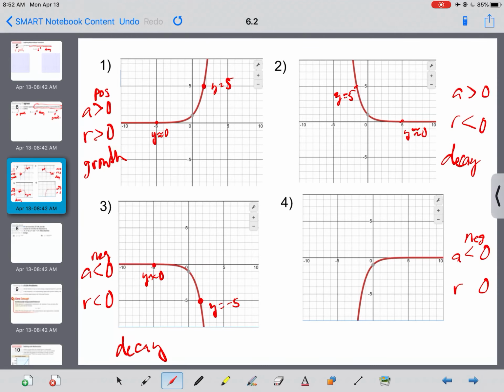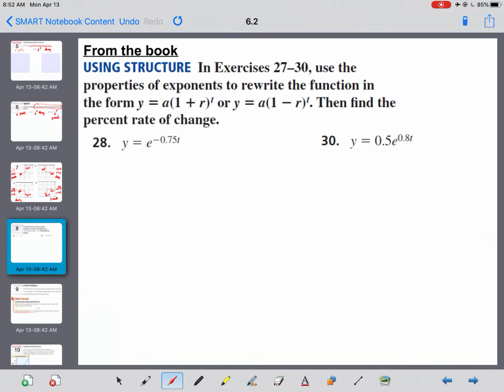Here, my A is less than 0. It's negative. It's been flipped from up to down. And my R this time, I start out here at y equals negative 5, and I go up to y is approximately 0. That means we're getting bigger, so that's going to be growth. Okay? Just like that.